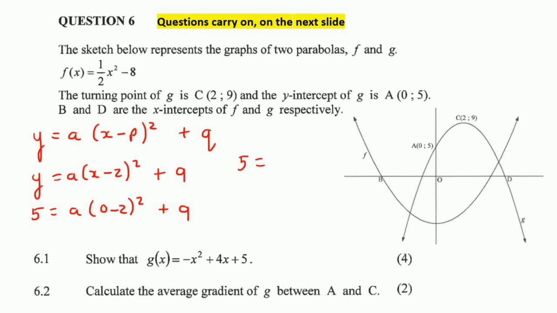And so we can say 5 is equal to, now this part here just becomes 4a, 4a plus 9. Remember that this 9 is not part of the a. Some students do put them together. Now we're going to take the 9 over to the other side, so 5 minus 9 is equal to 4a. So minus 4 is equal to 4a. So a would be minus 1. Now what you do is you just put the a back into this equation. So I'll write over here, y is equal to minus 1.